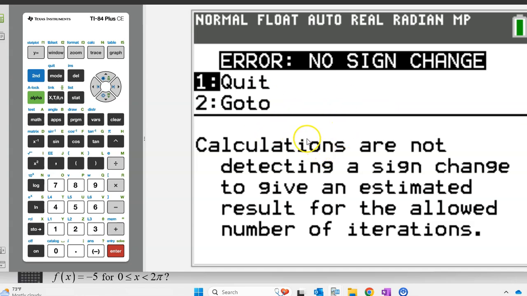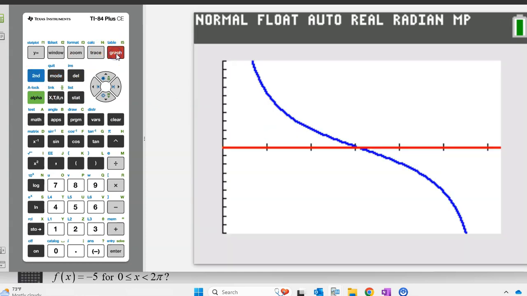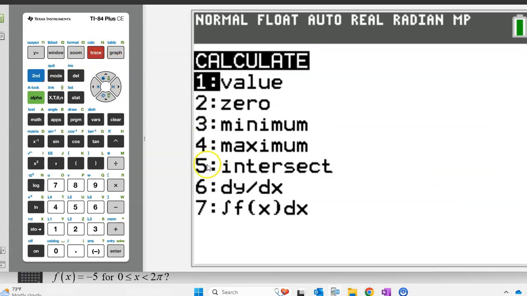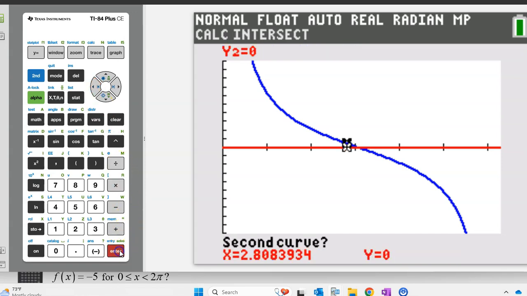how to fix this error in case the same thing happens to you. So let's quit our way out of this and go back to the graph, and let's hit second trace, option 5. But this time we're going to move the pointer around a little bit. Let's make sure there is a sign change. So I'm going to leave my pointer a little bit to the left of the intersection point and hit enter.